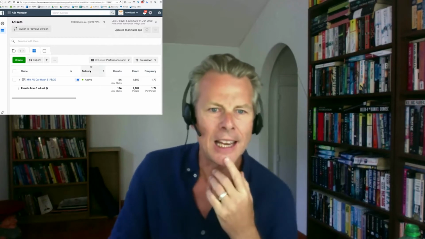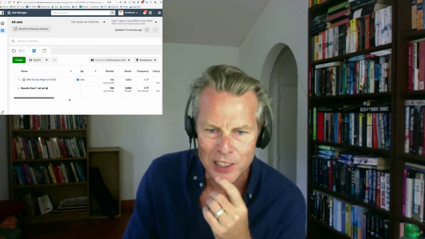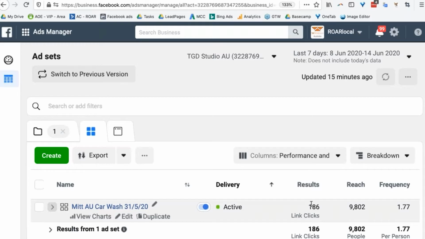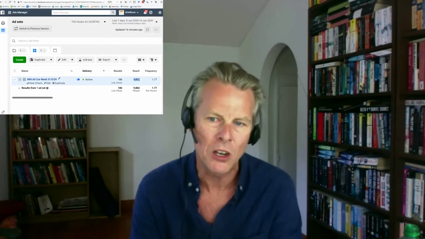Here we are in a Facebook ad campaign. This just happens to be Wolfgang's Facebook ad campaign, which we've set up for him. You can see here he's had 186 clicks on his advert in the last 7 days. The reach, which means the number of people that advert has been shown to in that 7-day period, is just under 10,000 people. And it's been shown with a frequency of 1.77. So every person has seen that advert 1.77 times on average, okay?